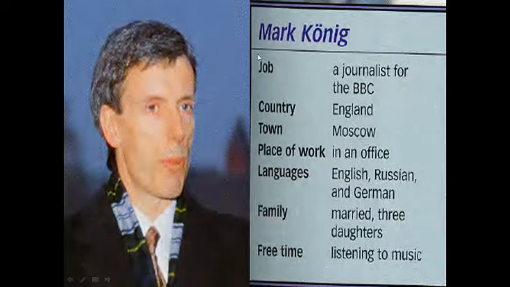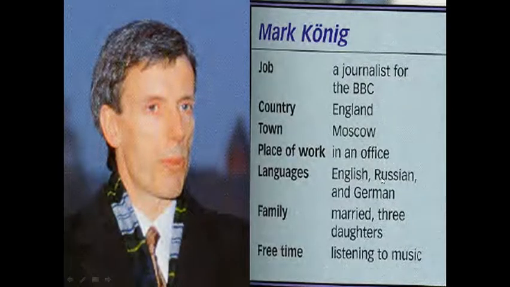So usually you always start with your name. This dude's name is Mark Koenig. So whatever your name is, you can put that in the beginning. You obviously want to include where you work or what you do for a living. So job: he's a journalist for the BBC. Country, your nationality: England. Town: Moscow, or city or hometown. Place of work in an office, or if you don't work, you can put where you study.